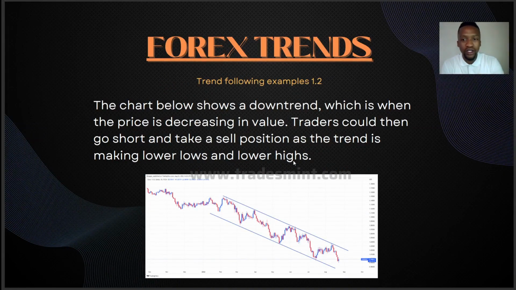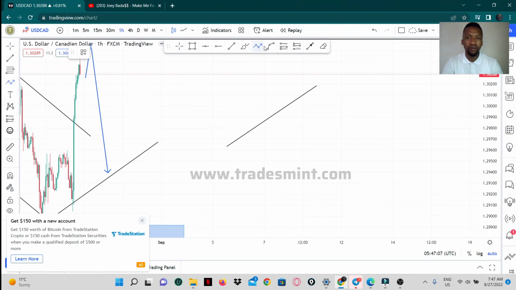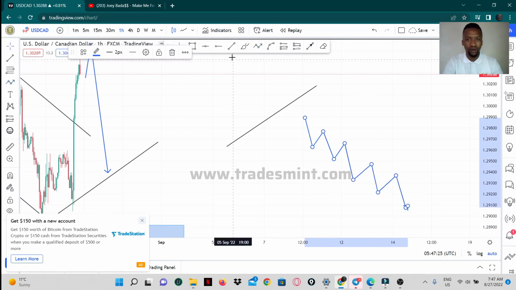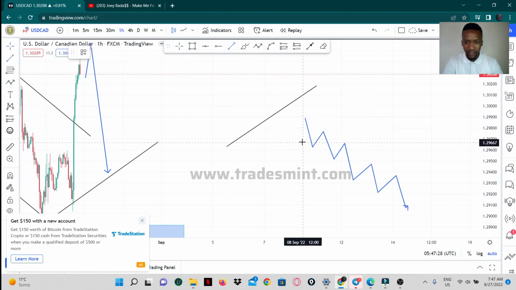The chart below shows a downtrend, which is when the price is decreasing in value. Traders could then go short and take a sell position as the trend is making lower lows and lower highs. Let me show you what I mean by this, guys. So this is what we mean by a downtrend. We're going to have an impulse move, correction, impulse move, correction, impulse move, correction, impulse move, correction, and an impulse move to the downside. So this would be our downtrend, guys.